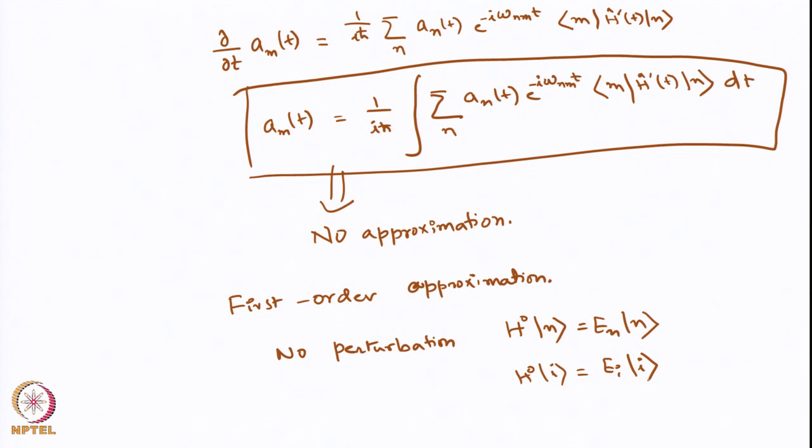What is this initial state I? Let us take this initial state as the ground state, so H naught of ground state G is equal to E of ground state into ground state. Now, if we had a ground state, all the population would be in the ground state and all the excited states would not have any population.